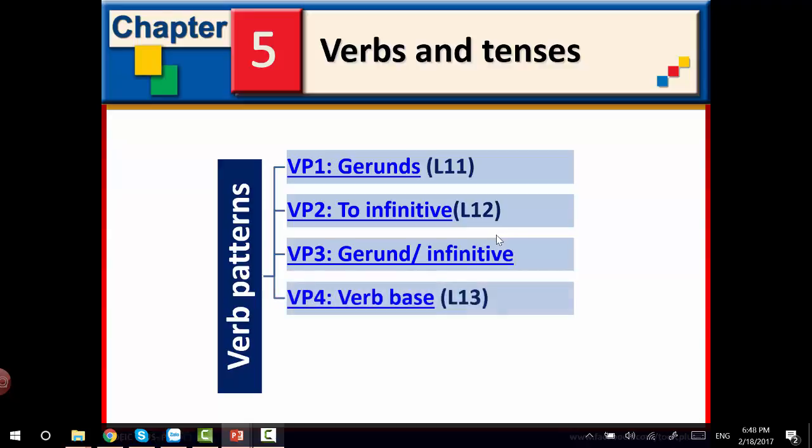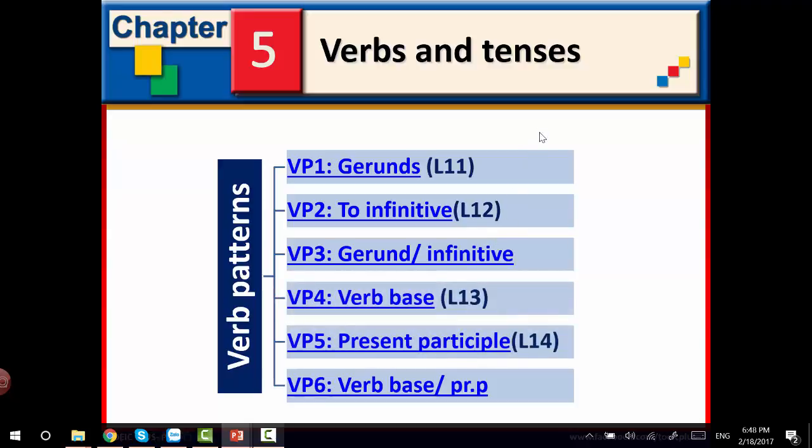Alright, we continue verb sentences, chapter 5. And now we learn verb patterns. What is it? Verb patterns. Alright, so we have 5 verb patterns.